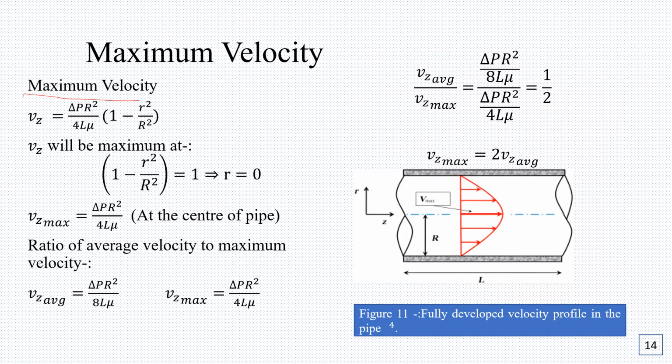Now we have to find out the maximum velocity. So it is the expression for the velocity of a fluid in the pipe. Vz will be maximum when this term is maximum, and its maximum value from the observation is equal to 1, and it exists at r equal to 0, and we all know that r equal to 0 is the center of the pipe. So the maximum velocity will exist at the center of the pipe, and it is equal to ΔP R² divided by 4Lμ. This is the value of the maximum velocity, and that is the value of the average velocity. So the ratio of the average velocity to the maximum velocity comes out to be 1 upon 2. So we can say that the maximum velocity is twice the average velocity.